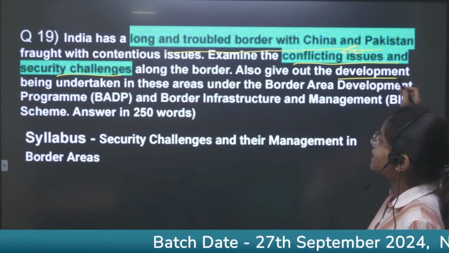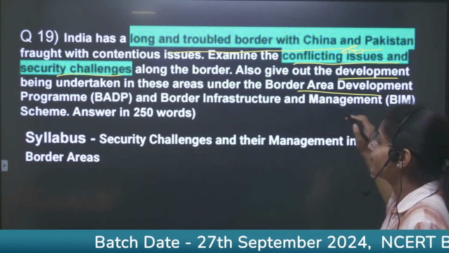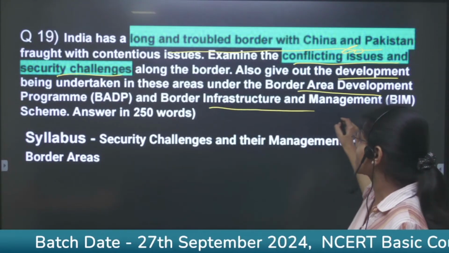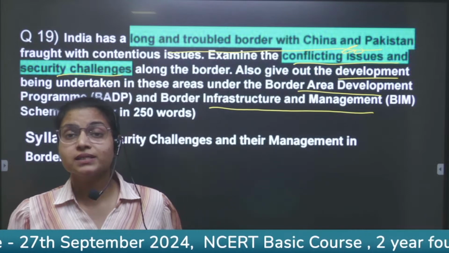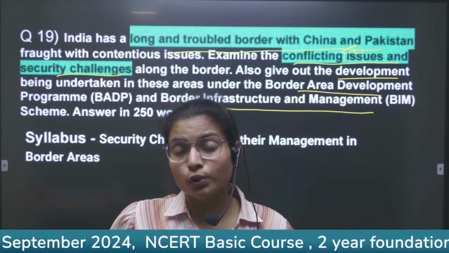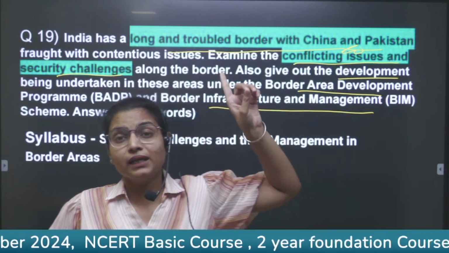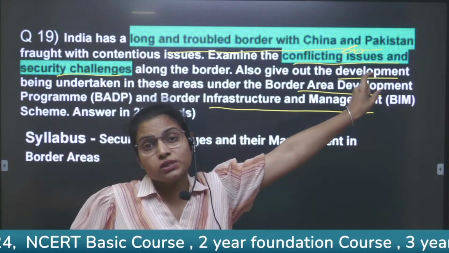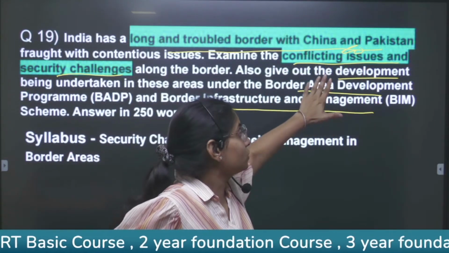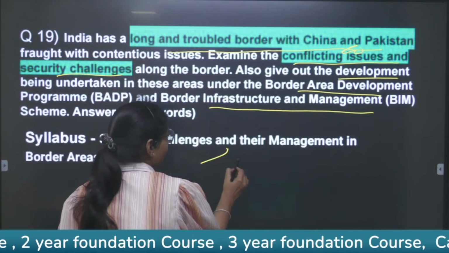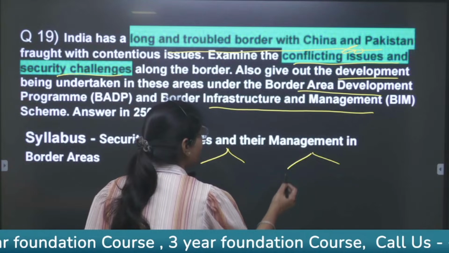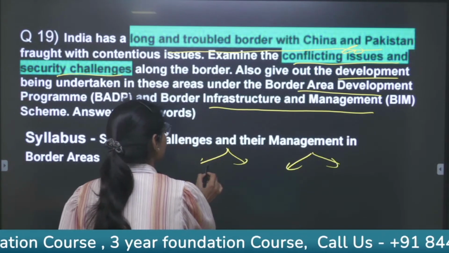The second part is asking about the Border Area Development Programme and the border infrastructure and management. So if we divide the question into parts, there are two broad parts. First, you need to mention the issues, and the second part, you need to write about these programs. But this can be further divided into two parts each. It means there are four parts of the question.